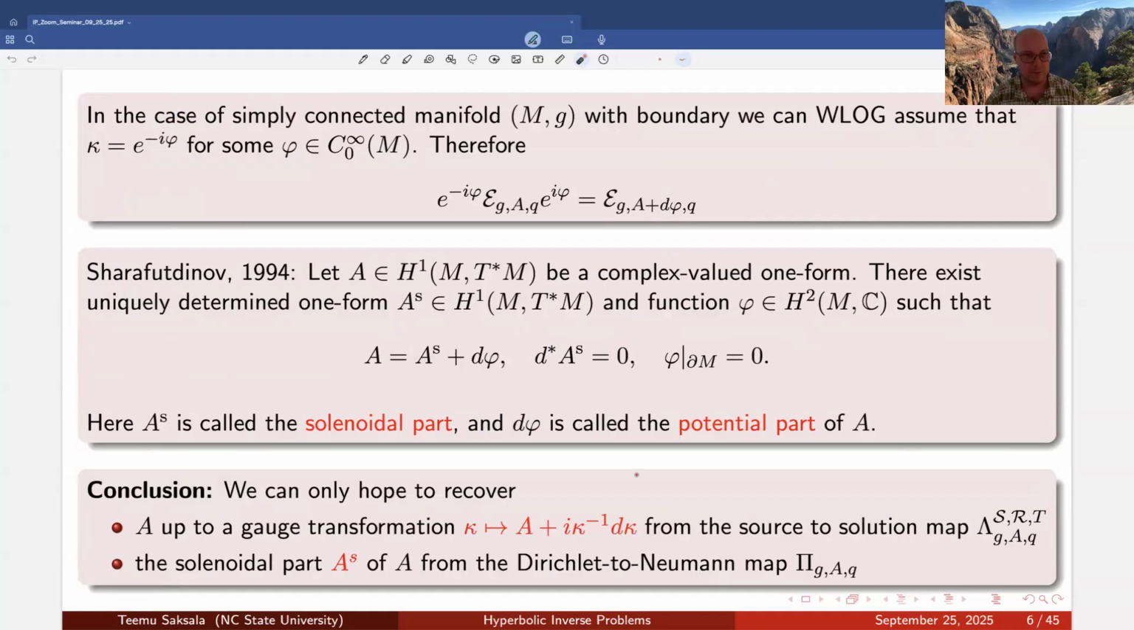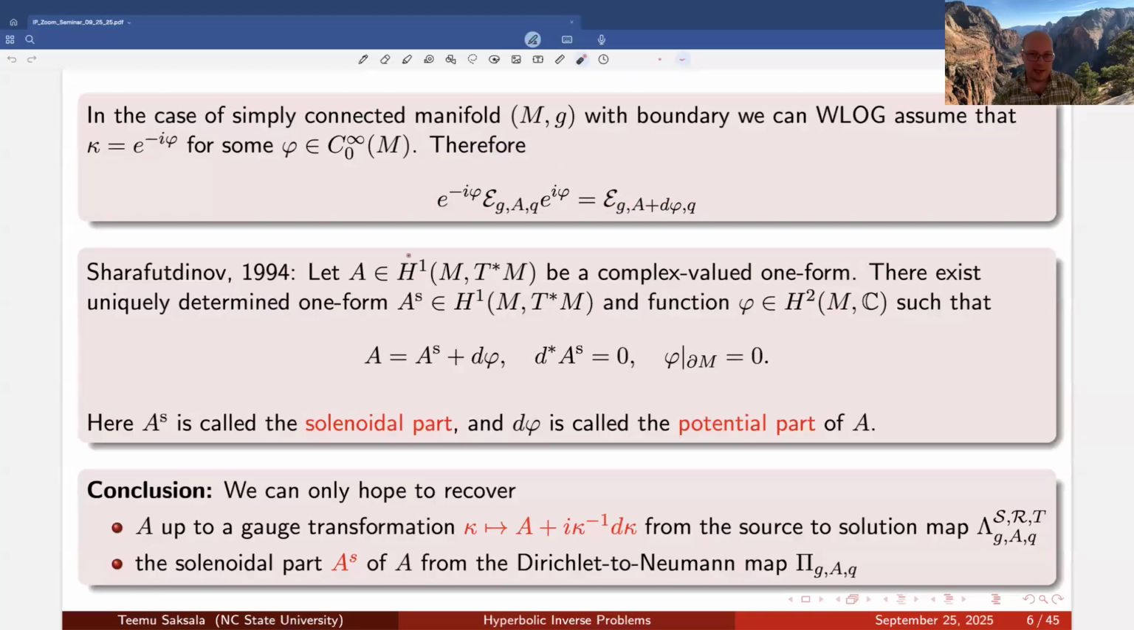Now for an easy situation, let's just think about my manifold being simply connected with boundary. Then I can actually write my kappa in this kind of form, where phi is some compactly supported smooth function on M. And I can notice that, okay, now in this case, this conjugation would look something like this.